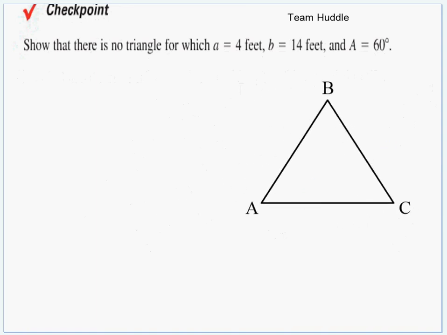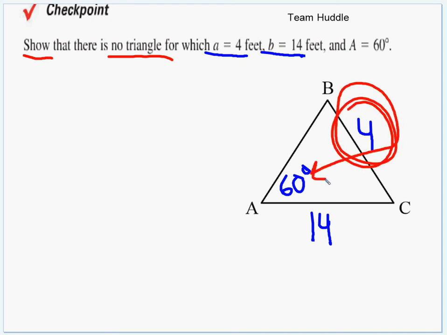So, on this one, they spoil the surprise. Show there is no triangle. So we go into this knowing there's not going to be a solution, but that doesn't mean we can't have a little fun doing math along the way. Side A is 4. Side B is 14. And angle A is given as 60 degrees. So we've got a side and the angle across.